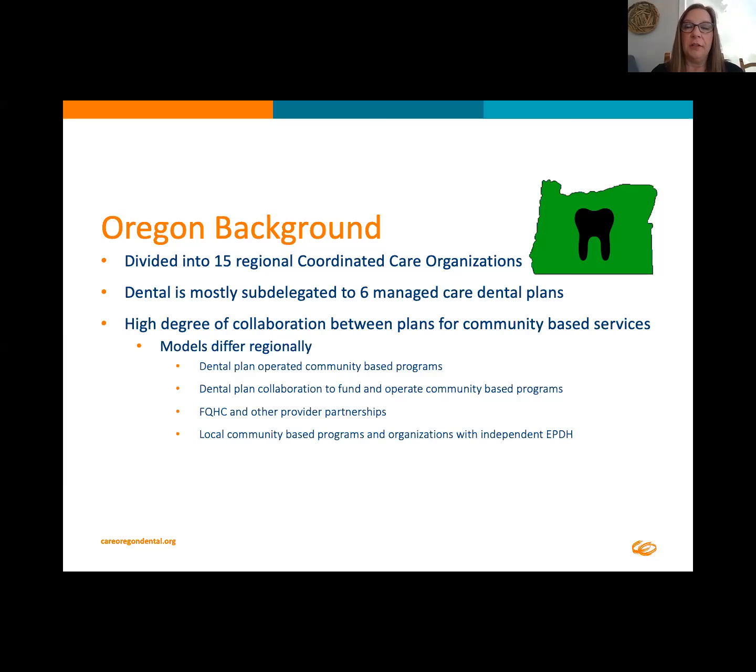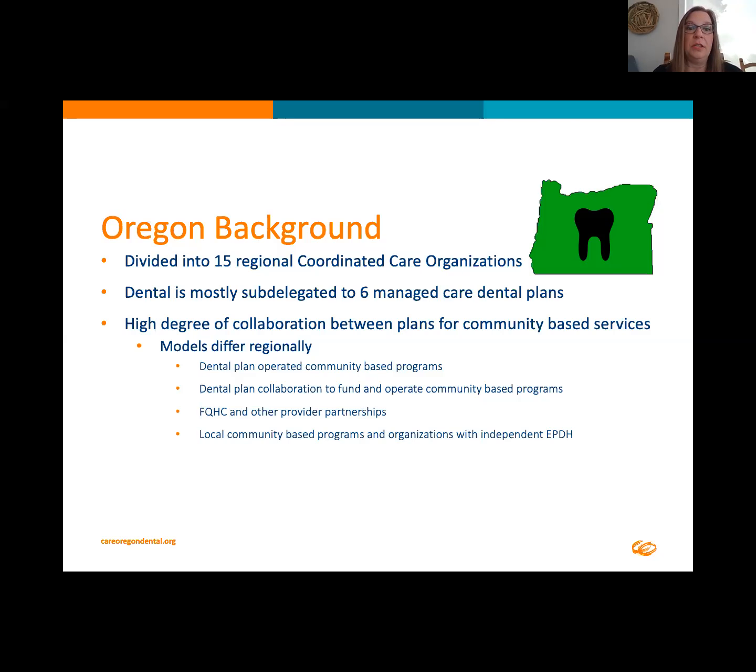There's a very high degree of collaboration between the 6 managed care plans, which is something I think that makes it exciting and unique, and that we really do partner together for community-based services in particular, but on a variety of topics as well. The model for community-based services will vary regionally based on those 6 managed care plans, as well as the CCO, as we call them. And some of those may be that you have community-based programs that are offered and operated by the dental plan.